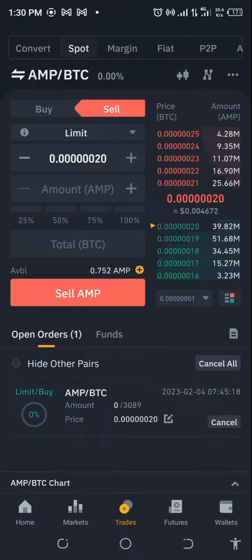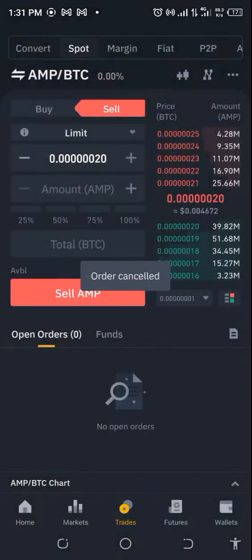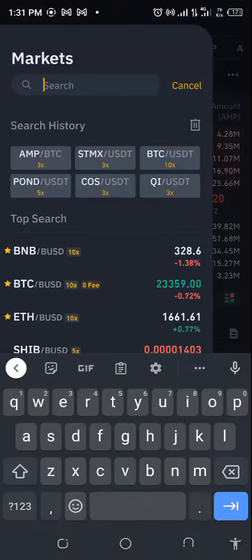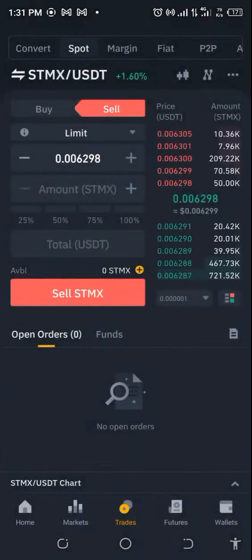We're going to try a little experiment alongside that. Are you ready? If you are, just say yes in the comments. Okay, so let's cancel this. Cancelled. So we're going to go to another coin, right? We're going to use STMX.